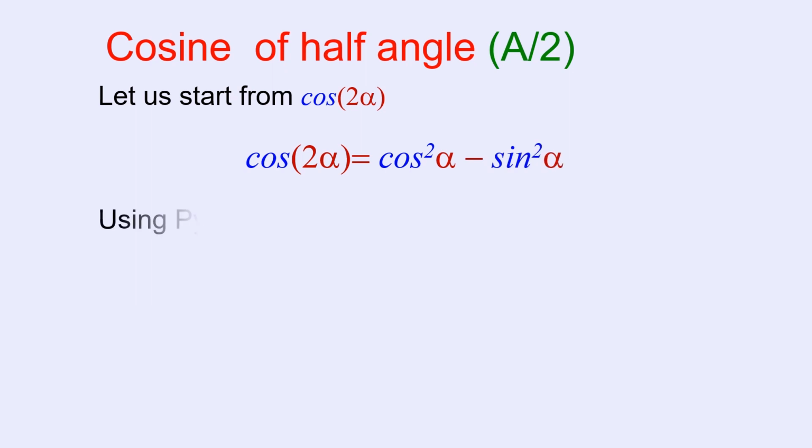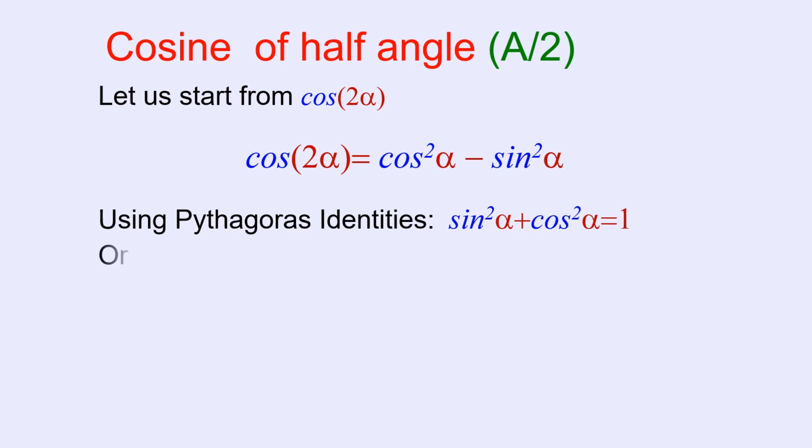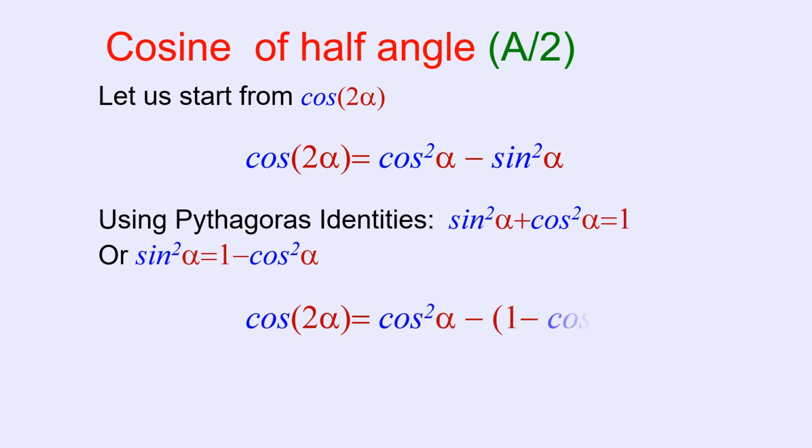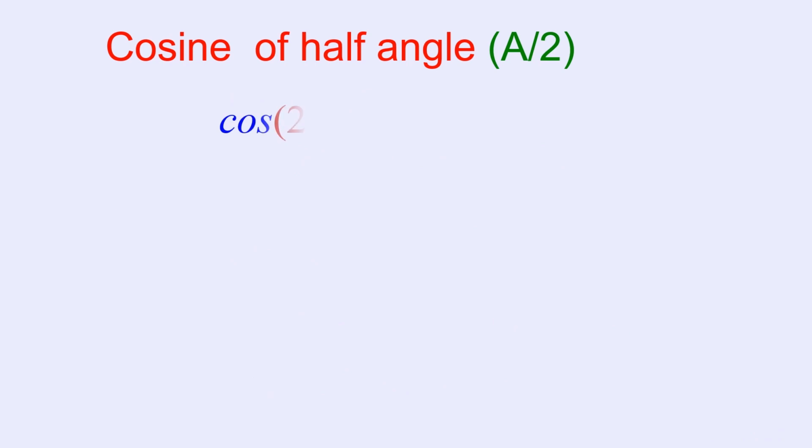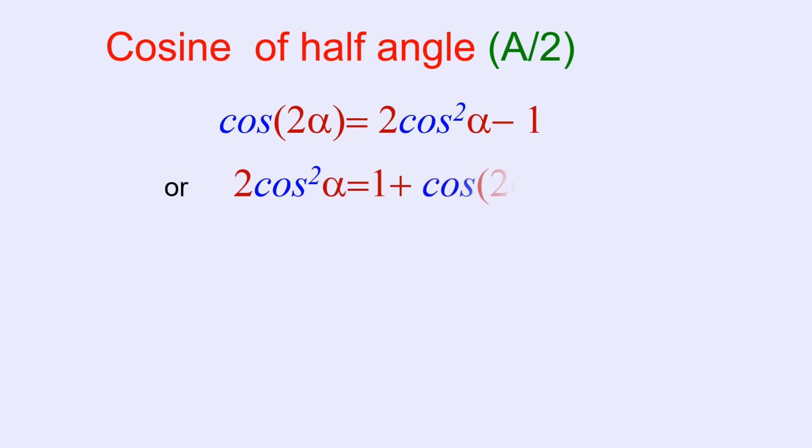Now cosine of half alpha. Let us revisit cos 2 alpha. Using Pythagoras identities, sine squared alpha plus cos squared alpha equals 1, and sine squared alpha equals 1 minus cos squared alpha. With some simple steps we found that 2 times cos squared alpha equals 1 plus cos 2 alpha.